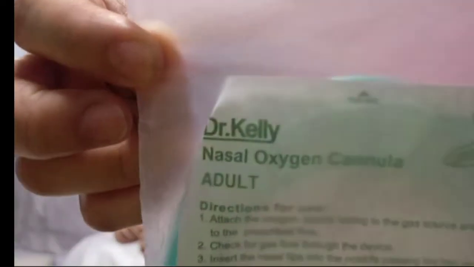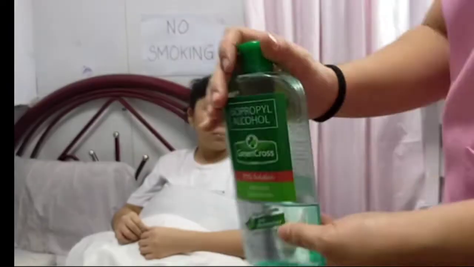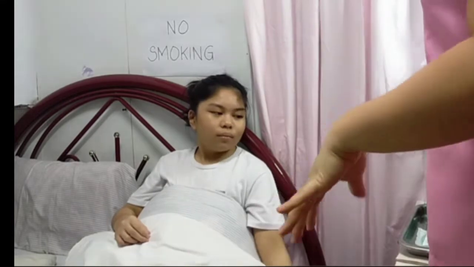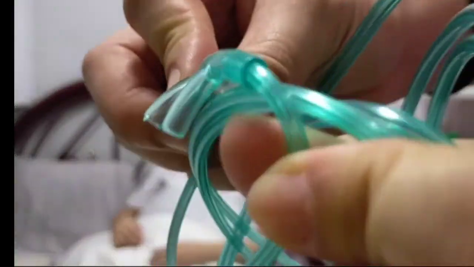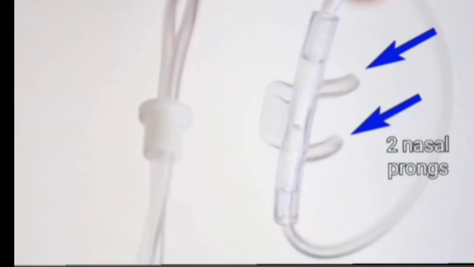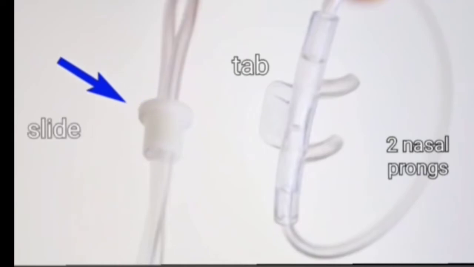We'll be using an adult nasal oxygen cannula. Use micropore tape to secure the nasal tube. To start the procedure, you need to disinfect your hands first to prevent cross-contamination. The nasal cannula has 2 prongs, a tab, and a sling.